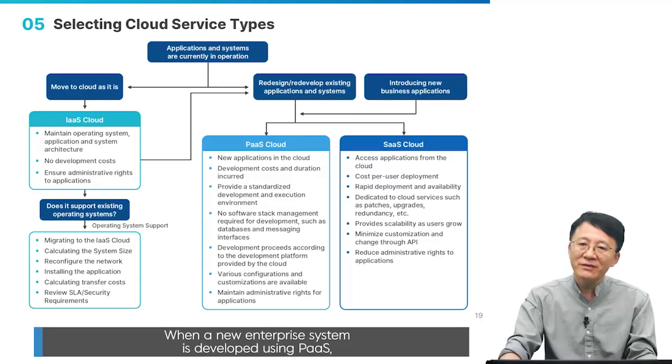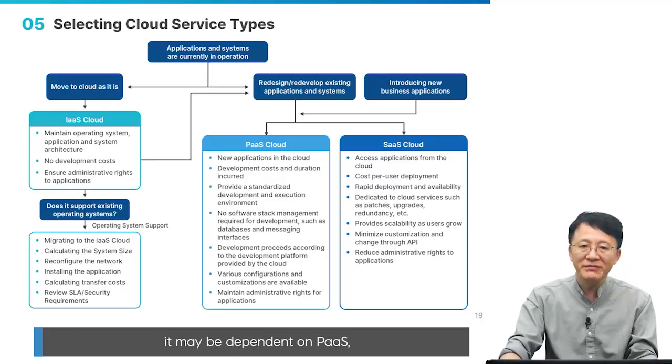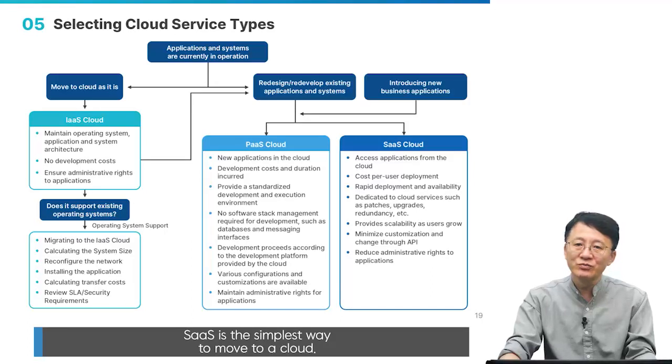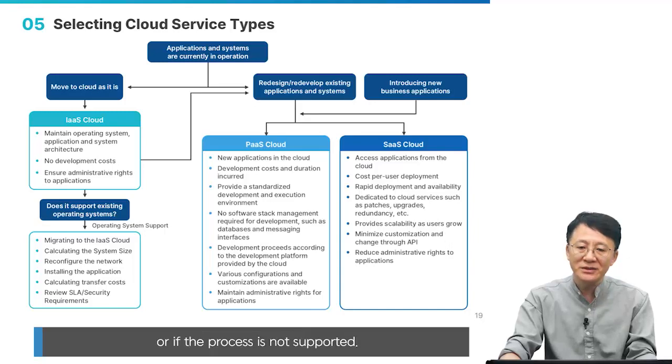When a new enterprise system is developed using PaaS, it may be dependent on the PaaS, and the development period and cost may increase, but a system that meets the requirements of the enterprise can be developed. SaaS is the simplest way to move to a cloud. However, it cannot be utilized if the function required by the company is not available or if the process is not supported.